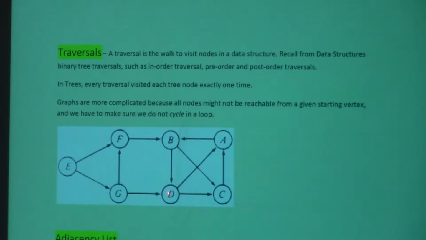And from D, I have two choices, A and C. I've been to A, I've been to C. So what am I going to do? I'm done. I'm going to go back recursively. I've been to C, I've been to D. Any others? No. I've been to B. Any others? No. I'm done. So the sequence of order is exactly what we did: A, B, C, D.